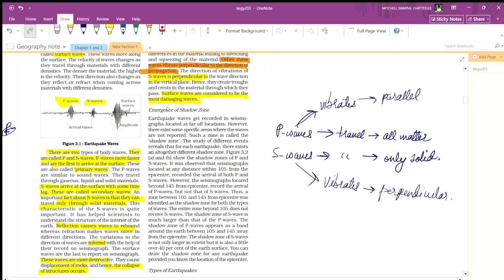So the third type of wave is the shadow wave, the emergence of shadow waves. Earthquake waves get recorded in seismographs located at far off locations. However, there exist some specific areas where the waves are not reported. Such zones are called shadow zones. Okay.